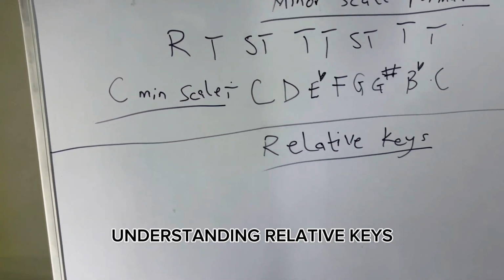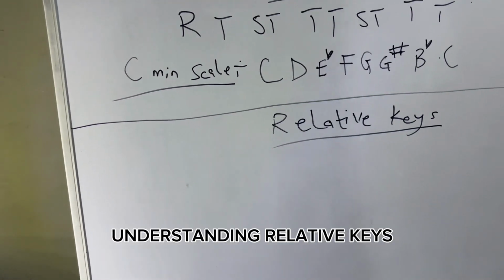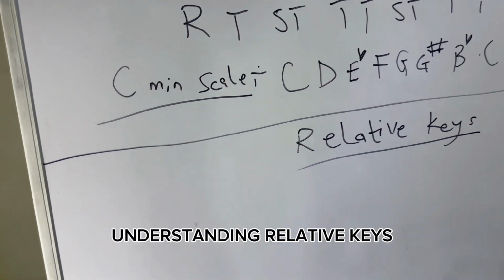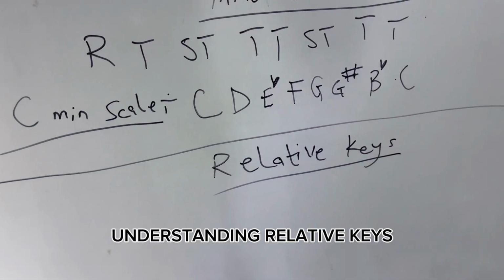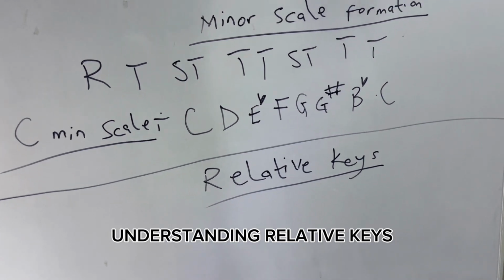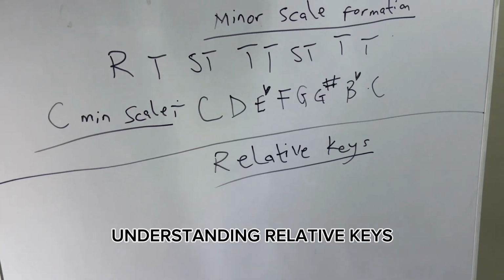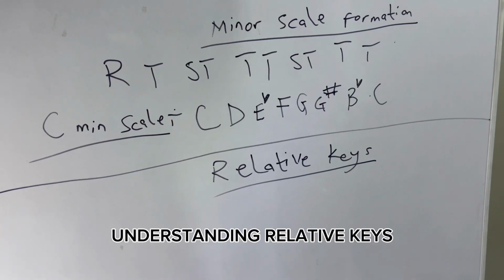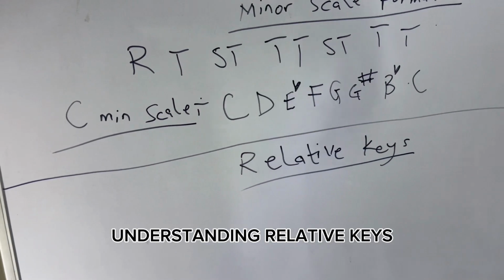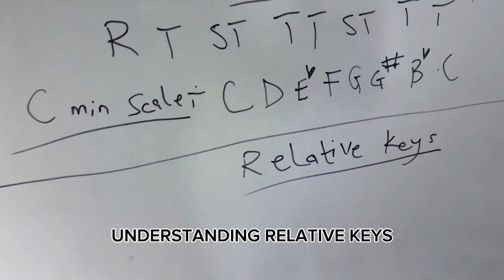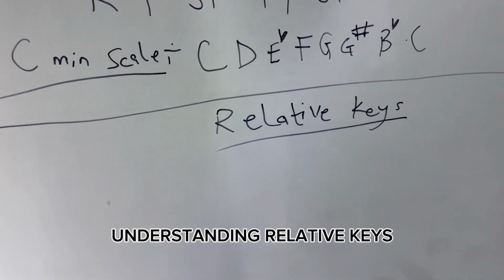Now, let me show you what you mean by relative key. For instance, we have C major. I've taught you how to find the minor scale and the major scale. It will be useful in this lesson, the minor scale and major scale. Know how to play it on the bass guitar. So here is how to find the meaning of relative keys.